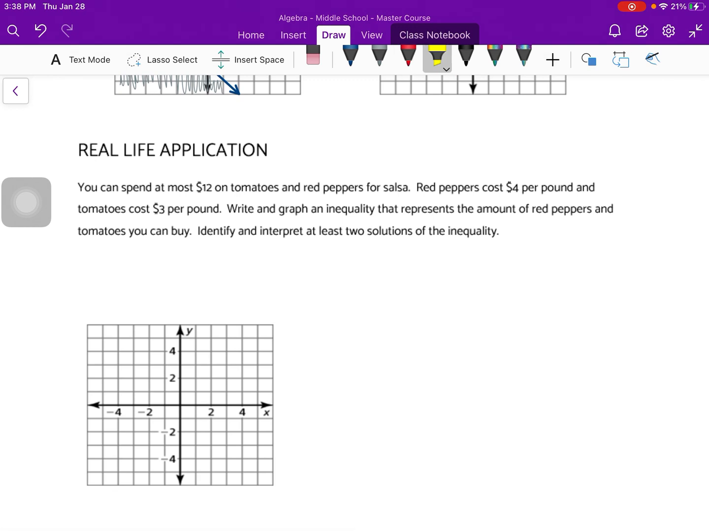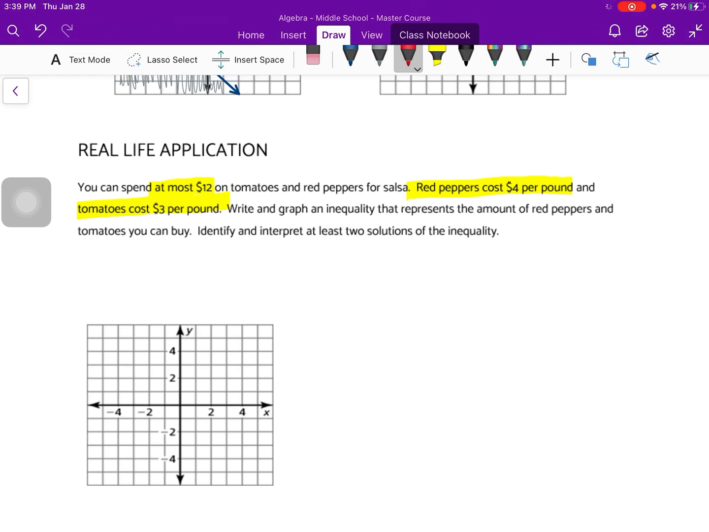So it says you can spend at most $12 on tomatoes and red peppers for salsa. Red peppers are $4 per pound. Tomatoes are $3 per pound. They want us to write and graph an inequality that represents the amount of red peppers and tomatoes that you can buy. So I know we've been working a lot on solving real world problems.